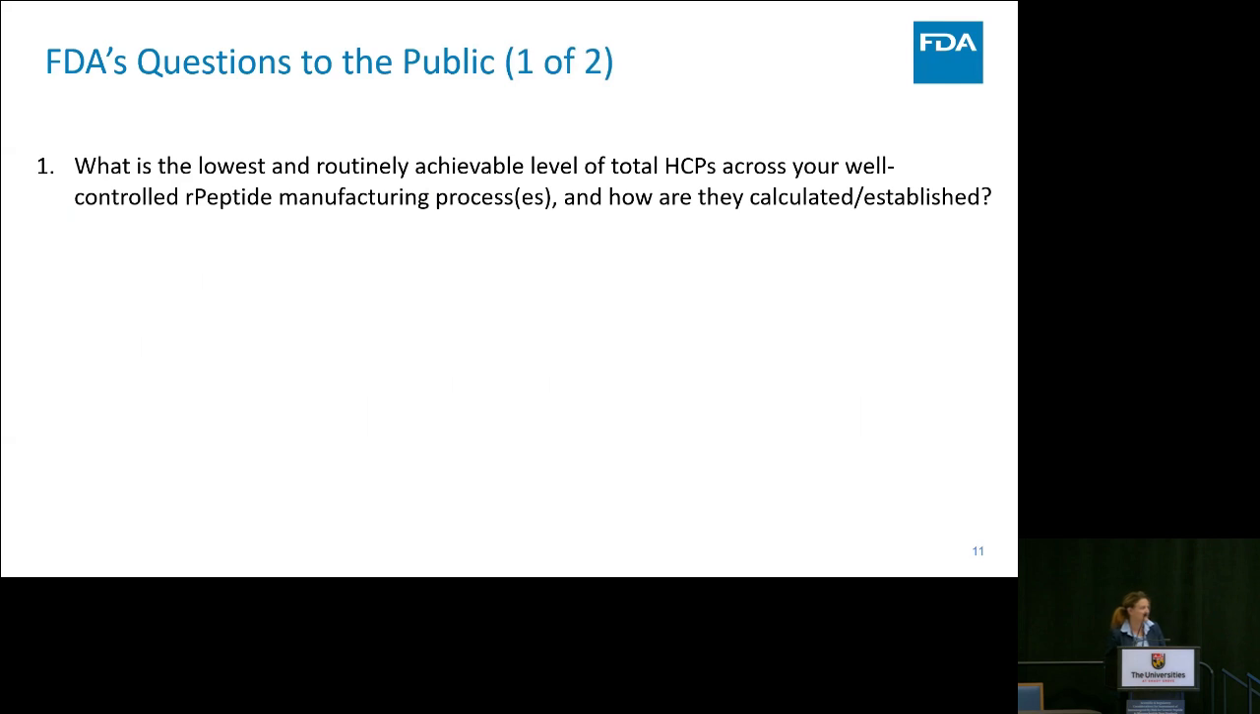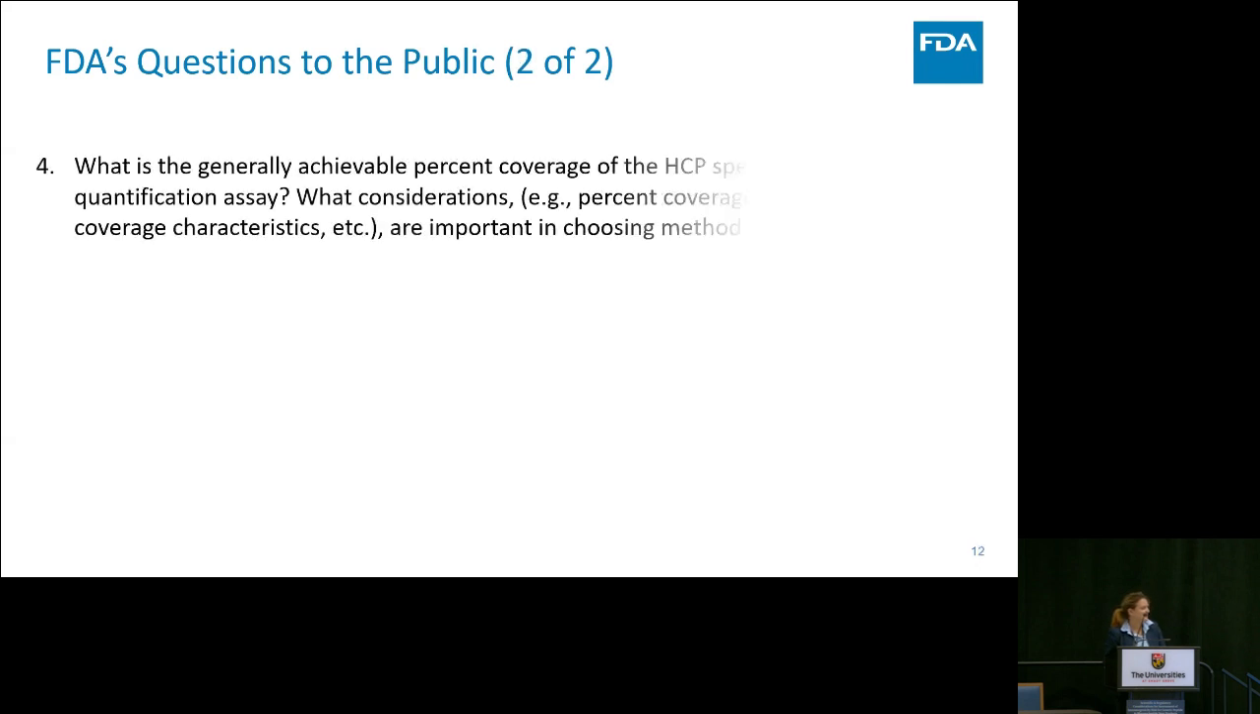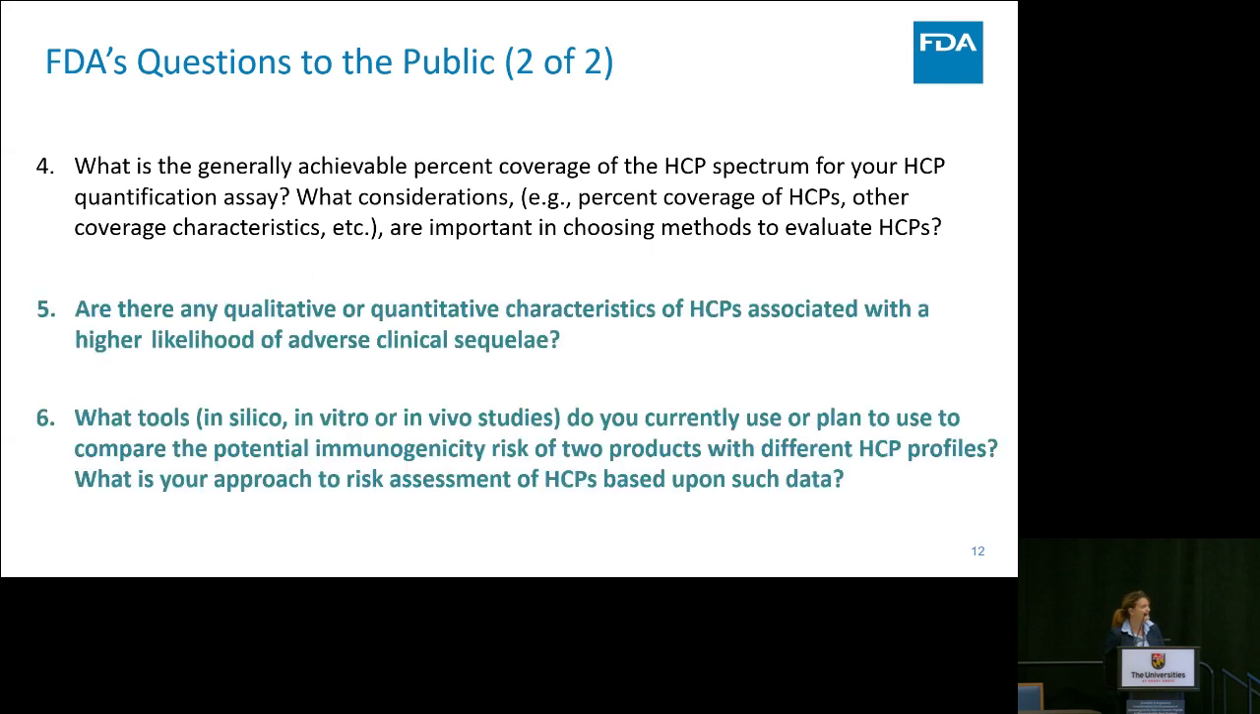So the first question has to do with the levels of host cell proteins. The second has to do with the challenges in reducing host cell protein levels. The third has to do with the analytical methods used, so we specifically name ELISA and mass spectrometry here. And the fourth, again, has to do with the technical challenges of running ELISA and other quantitation assays.